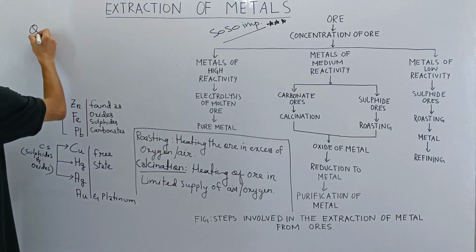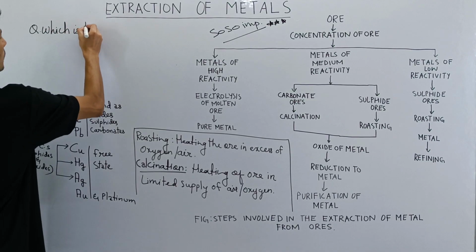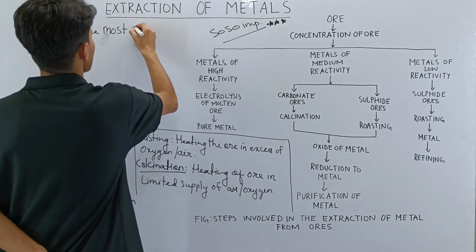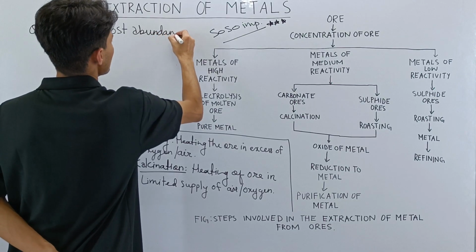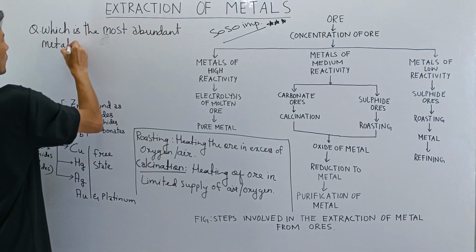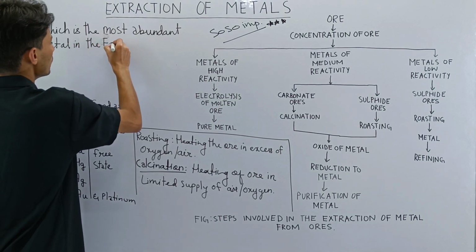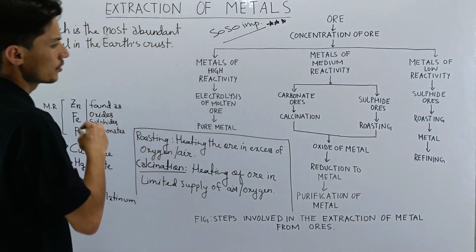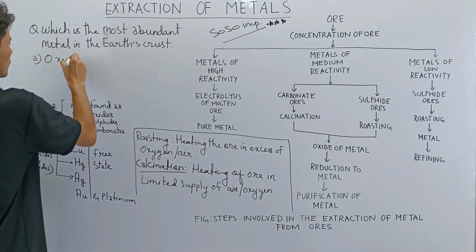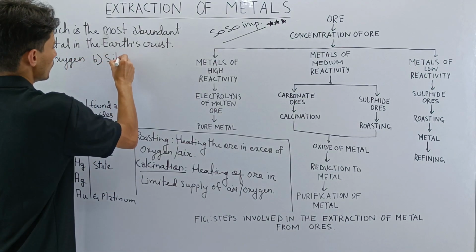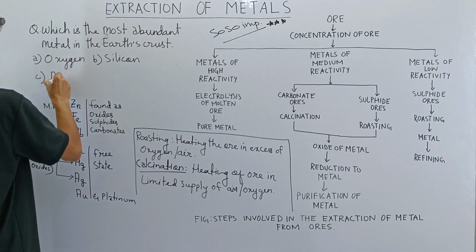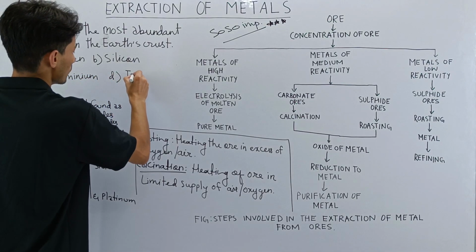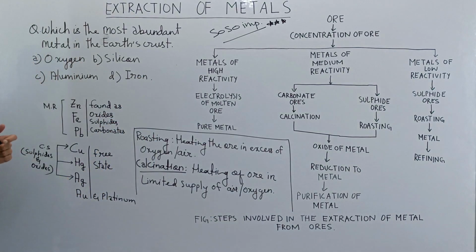It's a simple question. Which is the most abundant metal in the Earth's crust? Okay, this is the question. The options are A, oxygen. B, silicon. C, aluminium. And D, iron.